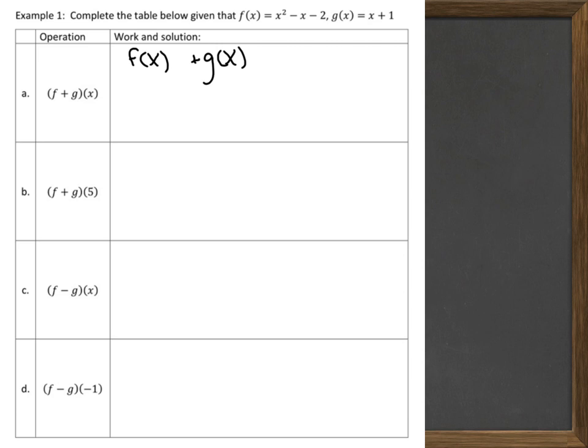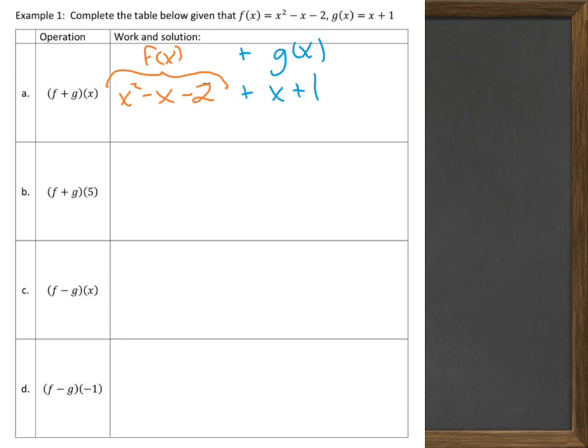Then we have to remind ourselves, well, what is f of x? It says that f of x is equal to x squared minus x minus 2. So in place of f of x, we're going to write this whole expression. Then we have plus g of x. Well, g of x is just x plus 1.